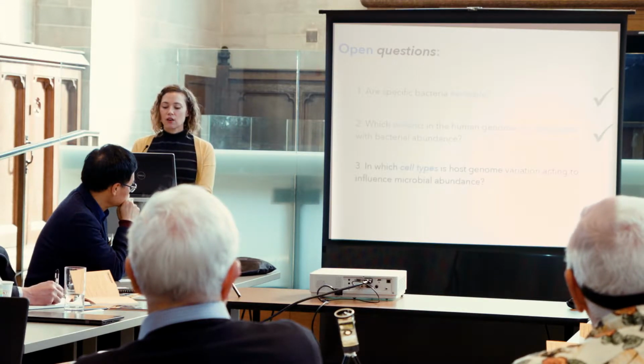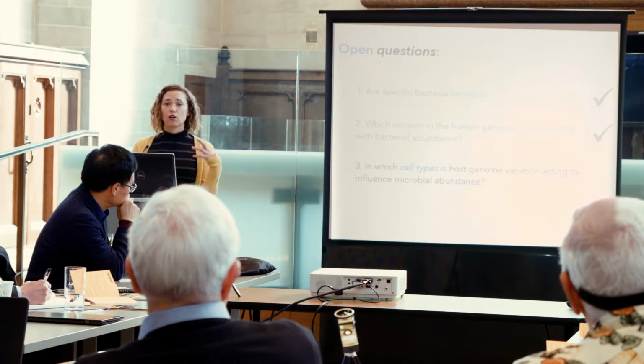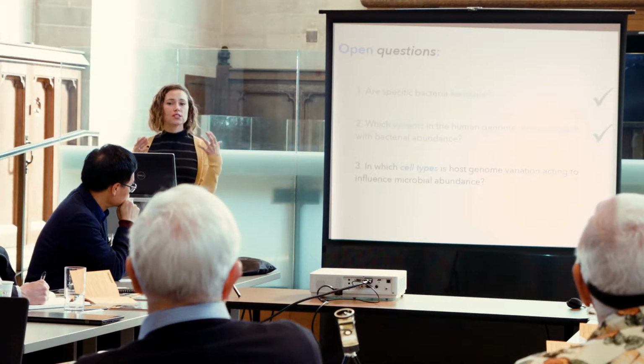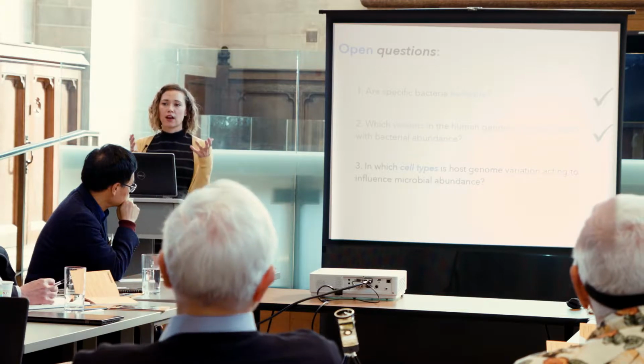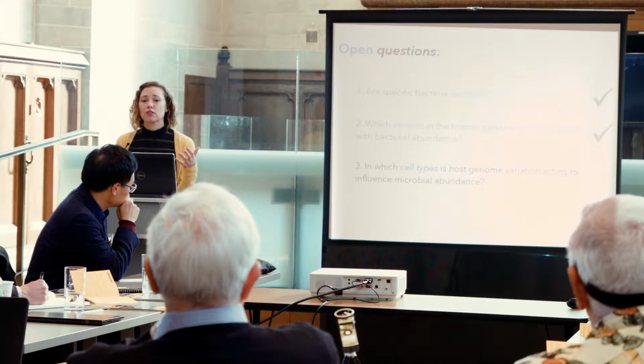And then finally, the last thing I wanted to ask in this study that I'll talk to you guys about today is going one step further and asking in what cell types are these genetic variants acting to determine bacterial abundance in the gut. We all think of the immune system as being really important to determining gut microbiome composition, and perhaps the intestinal tissues are important as well, but we also know that there are brain-gut axes interactions. And so there are a number of other tissues that might play a role in the body, and can we use host genetics to get at that?